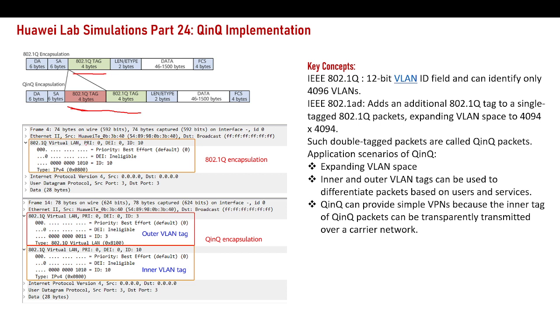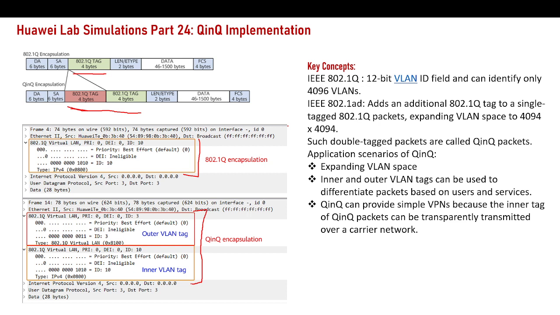So when we do a packet capture for 802.1Q, you can see that we only have one 802.1Q encapsulation. But with the QinQ encapsulation, we have two VLANs. We have two VLAN tags. We have the inner VLAN tag and the outer VLAN tag. So we have been able to expand the VLAN space. And this is very common on service providers.